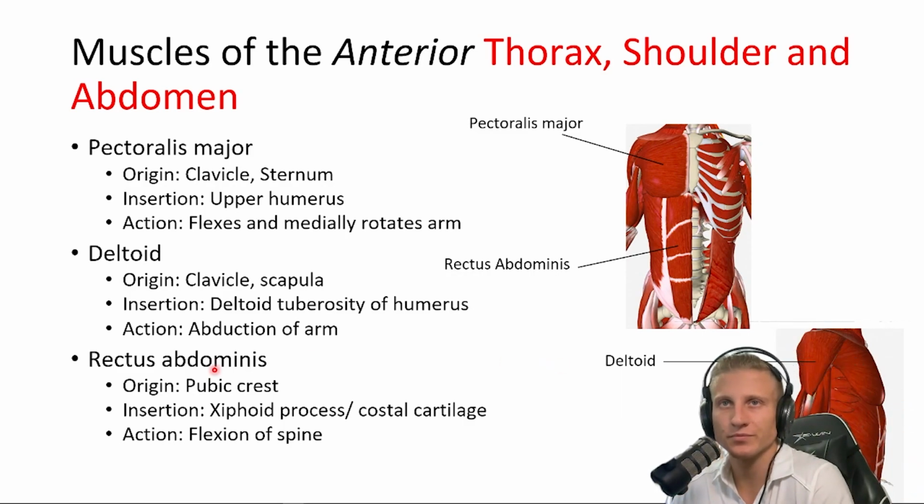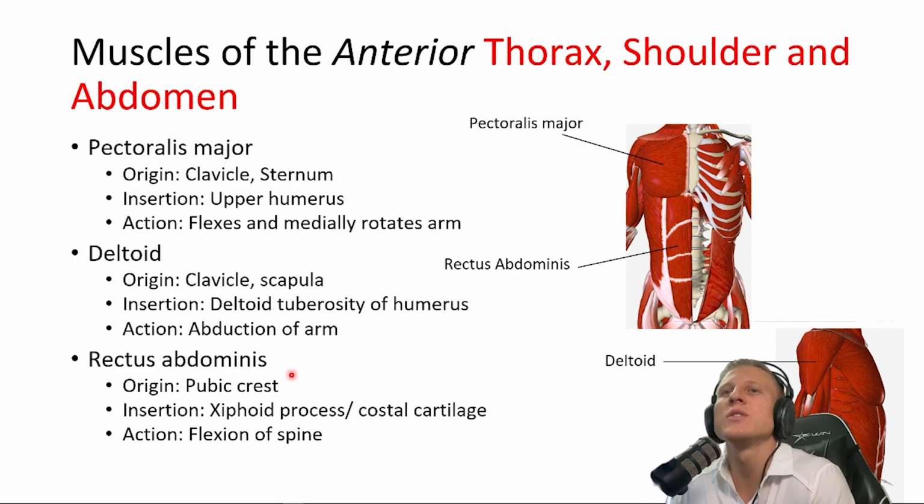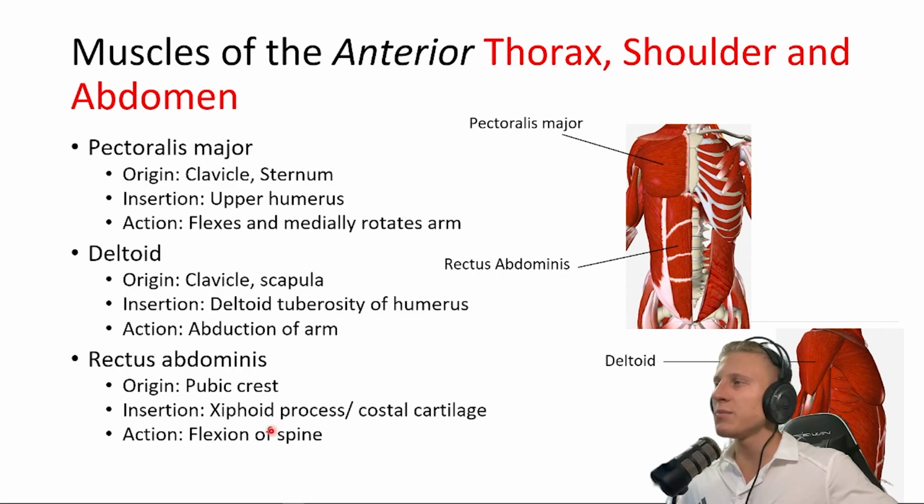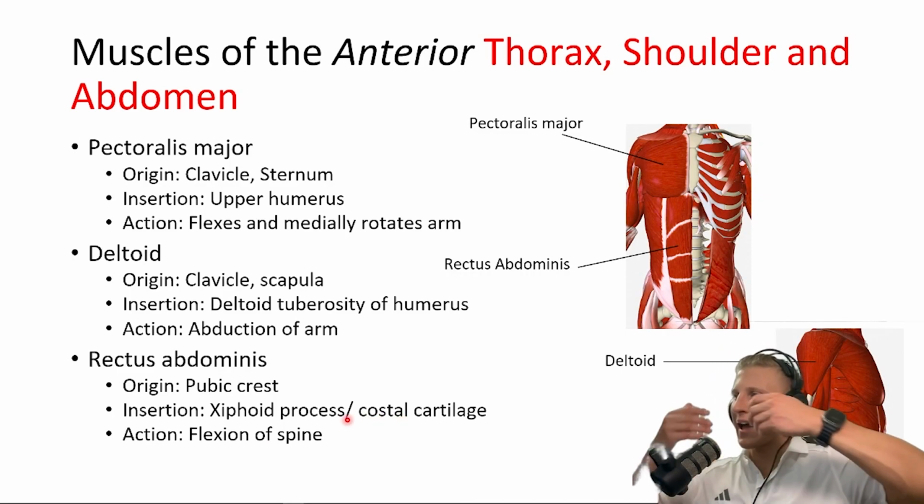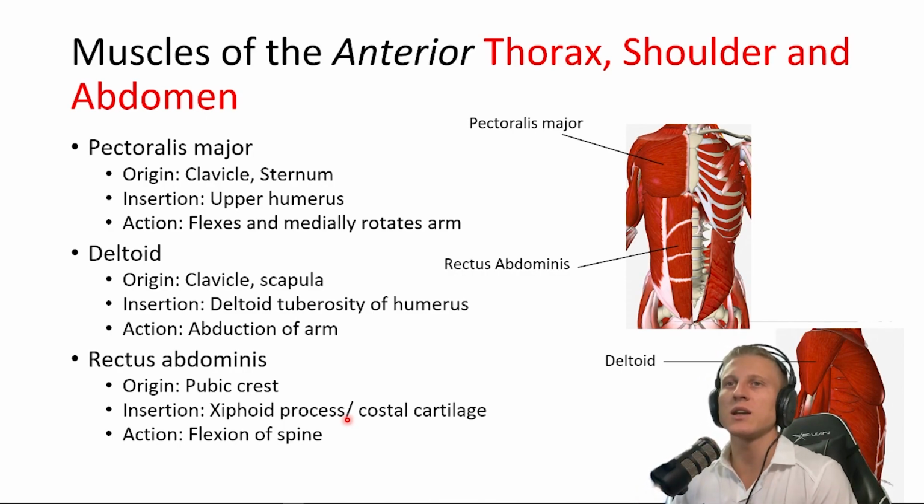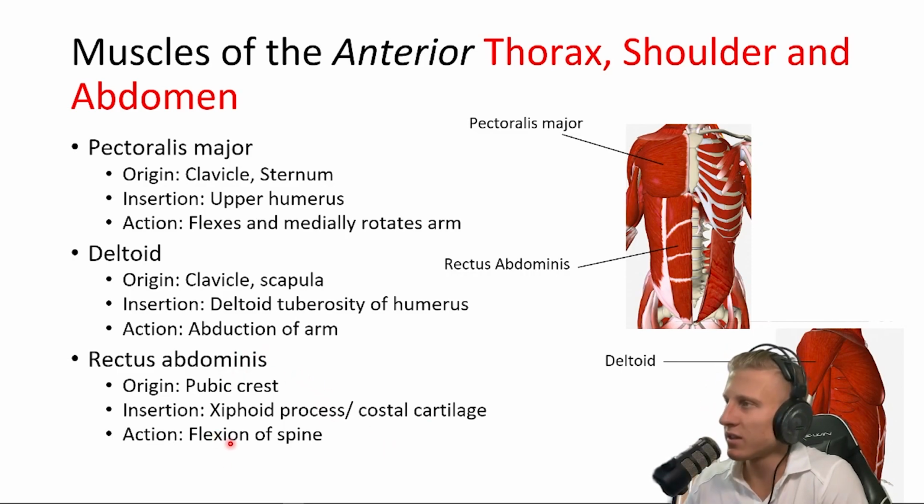Then we have the rectus abdominis, which we previously discussed. Origin is on the pubic crest of your coxal bone, so down at the base of your abdomen. And then insertion is on the xiphoid process. If you run along your sternum to the base of your sternum, there's a little pointy bit down at the bottom of that. That is the xiphoid process. And the costal cartilage of your rib cage. So the two lower halves of your rib cage that fan out laterally and inferiorly to the side attach to that costal cartilage. And then action is obviously flexion of the spine. Think of doing a crunch, or sit-up motion.